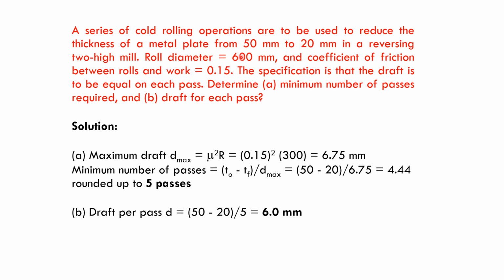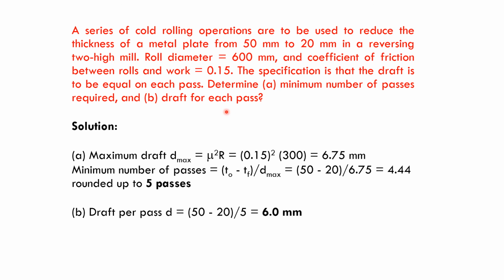So the next question is: a series of cold rolling operations are to be used to reduce the thickness of metal plate from 50 to 20 mm in a reversing two-high mill. The roll diameter is equal to 600 mm, and the coefficient of friction of the roll is equal to 0.15. The specification is that the draft is to be equal on each pass. So first, determine the minimum number of passes required, and B, the draft for each pass.